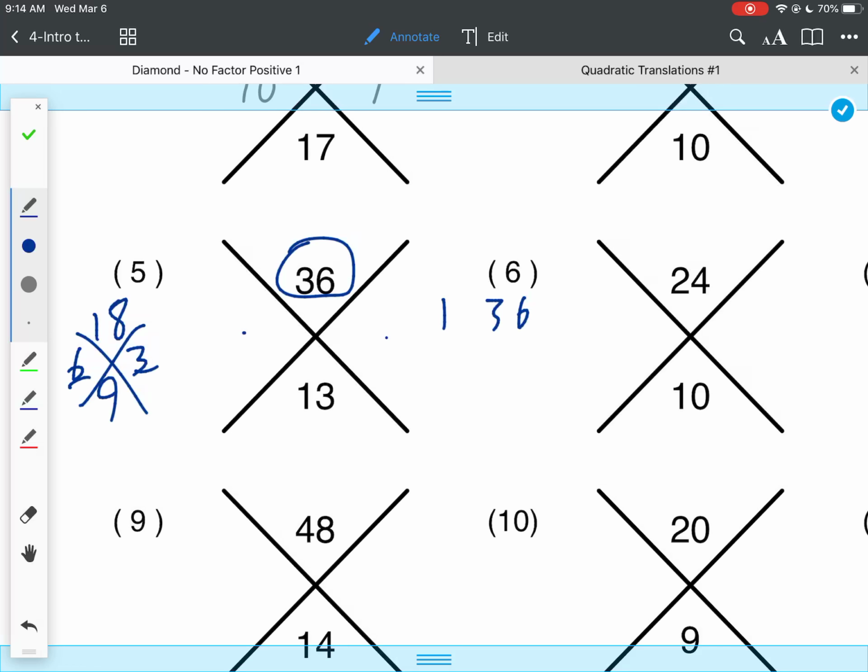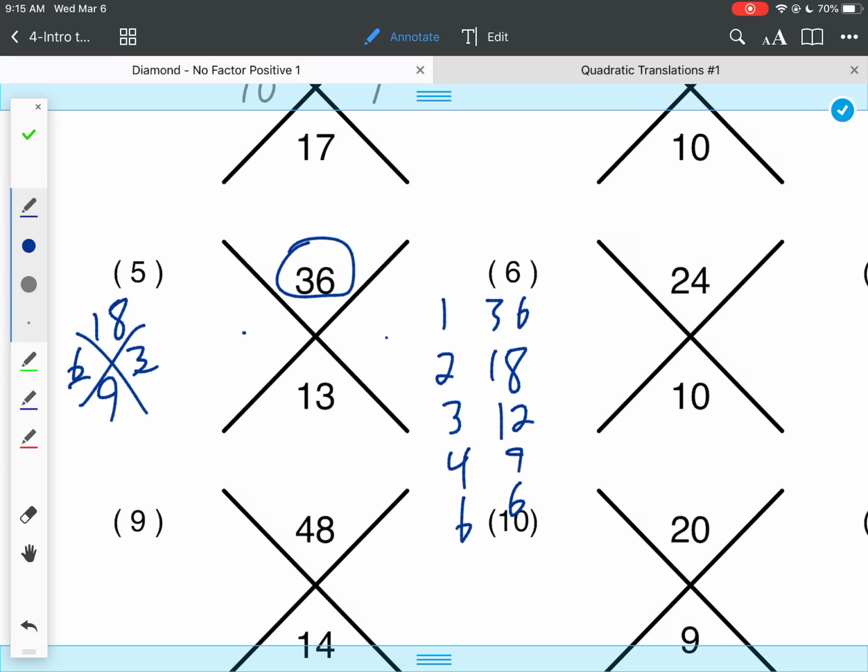Okay, if we do 36 divided by 2, you get 18. So 2 and 18 are factors of 36. Okay, you do 36 divided by 3, you get 12. So 3 and 12 are factors of 36. 36 divided by 4, you get 9. Okay, so 4 and 9 are factors of 36. If you do 36 divided by 5, you get a decimal, so that does not work. Okay, so you got to move on. 36 divided by 6 is 6. So those are factors of 36.